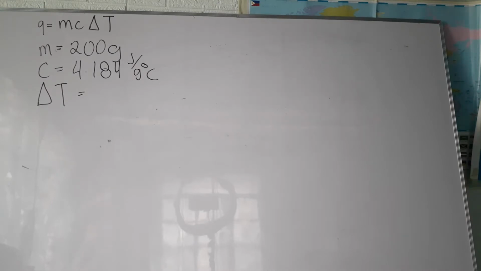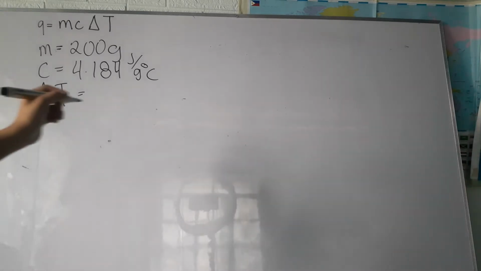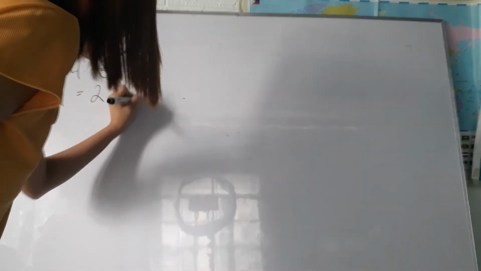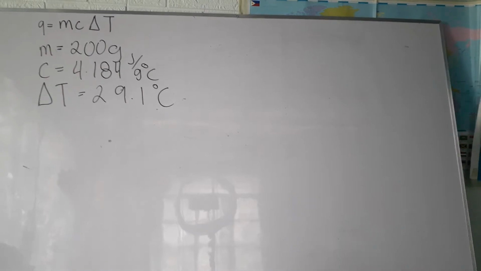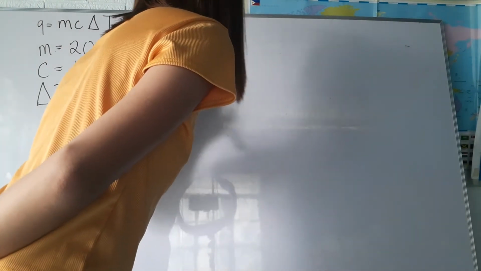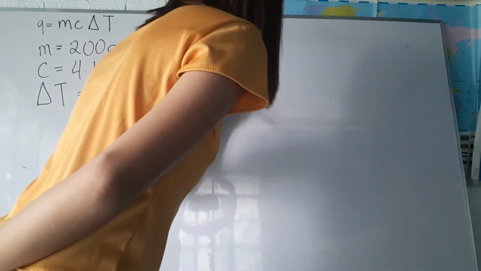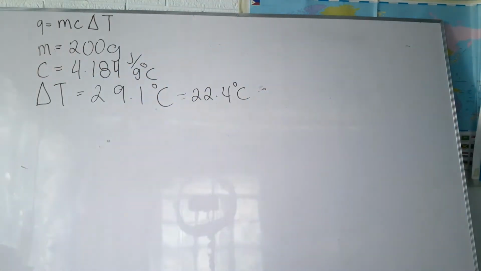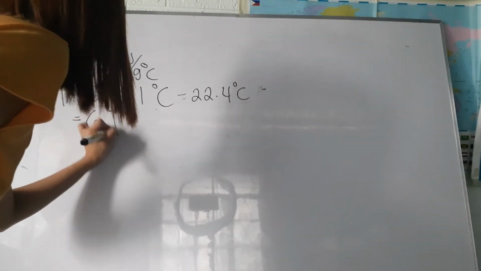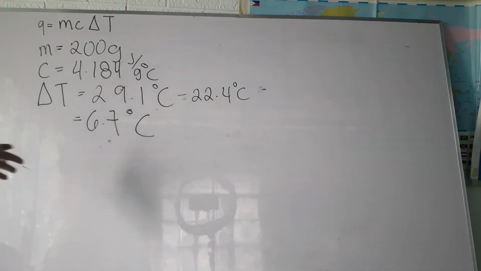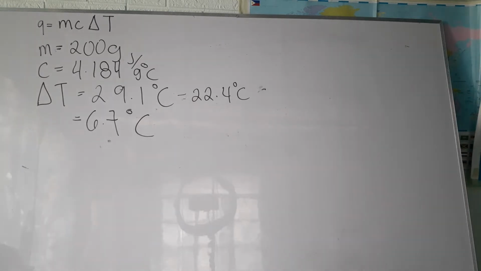Ayan. And ano yung change in temperature natin? Ayan. So, yung change in temperature natin, sabi niya dito, the temperature increases from 22.4 degrees Celsius to 29.1 degrees Celsius. So, ano yung final temperature natin? Ang final temperature natin is 29.1 degrees Celsius, less than the initial temperature na 22.4. Ayan. So, yan ang change in temperature natin. And this is equal to 6.7 degrees Celsius. Ayan. So, meron na tayong mga given para makalculate natin yung heat ng reaction.